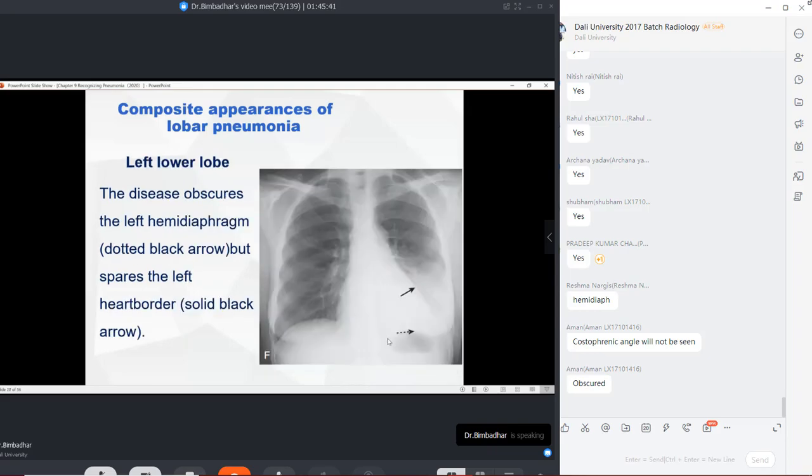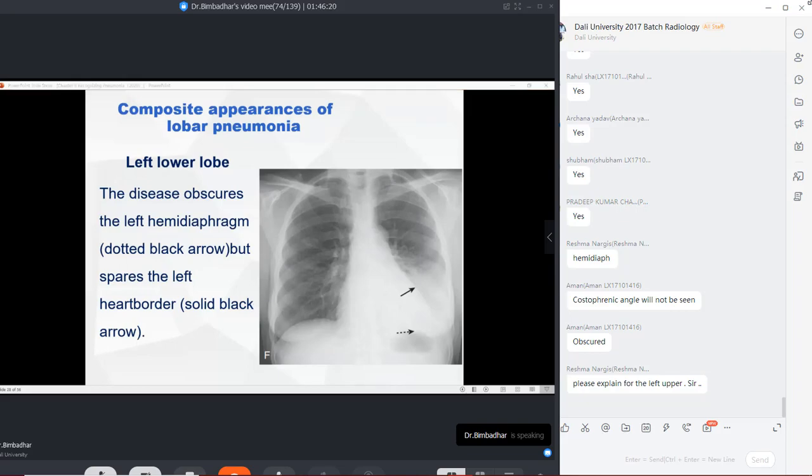But in the opposite way, if the left heart border is spared, you can see here I can see the left heart border very clearly, but the left hemidiaphragmatic shadow is completely obscured. So obviously that means I am looking at a case of left lower lobar pneumonia. So this is how I am applying my silhouette sign to diagnose what kind of lobar pneumonia I am looking at. Okay, so this is quite simple. Do not forget about this sparing: which organ is spared, and which organ is obscured or silhouetted.